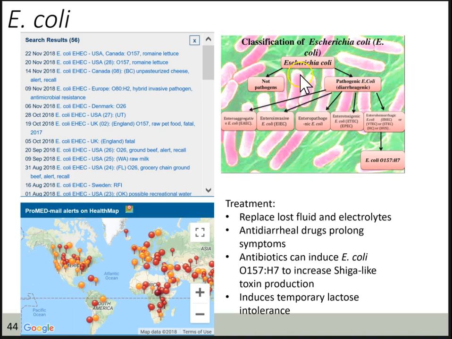These are the different strains of E. coli. We're going to talk about E. coli again when we get to diseases of the kidneys in the next lecture, and so I'm not going to talk about that much anymore.